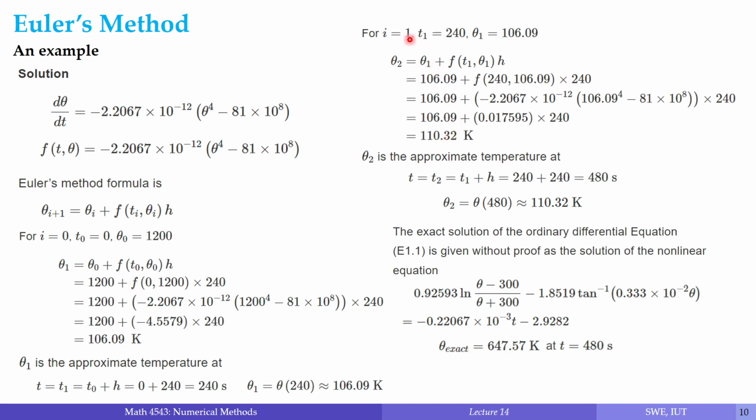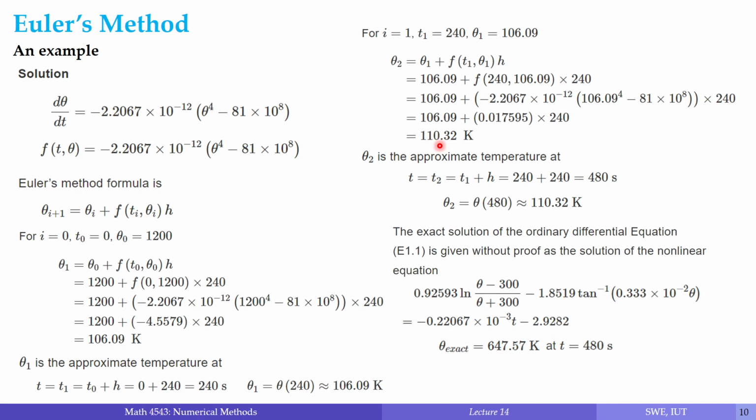In step 2, our value of i is of course 1. We know our time t1 as 240, which we have calculated just here. t0 plus h is basically t1. And we know our θ1 approximation to be 106.09, which we have calculated just here. We'll use the same Euler's method formula and come up with θ2, which is our final approximation at time t equals 480 seconds, as they have shown over here. If you plug these values into your calculator, you will get something like 110.32 Kelvins. So they say that at time 480 seconds, the ball will be 110.32 Kelvins hot.